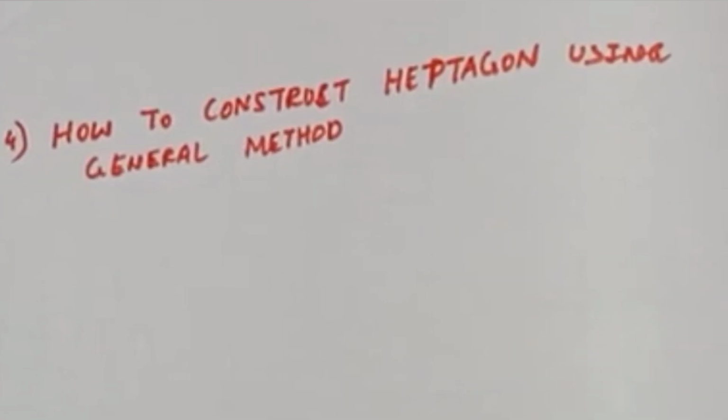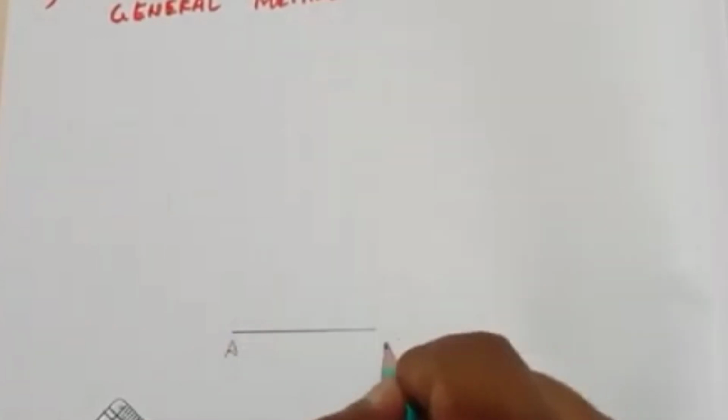Today we are going to construct a heptagon using the general method. To construct a heptagon, which has 7 sides, the length I'm considering is 40 mm. Drawing one horizontal line, this point is A, this point is B.